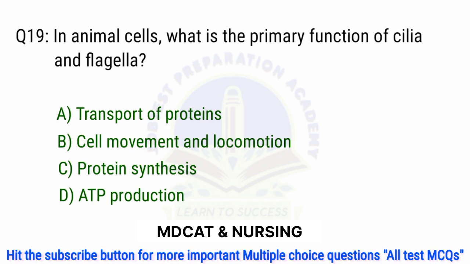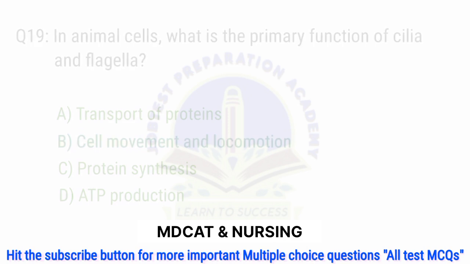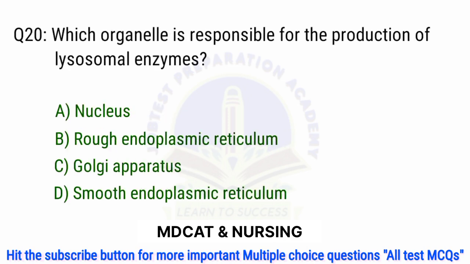Question number 19. In animal cells, what is the primary function of cilia and flagella? The right answer is option B, cell movement and locomotion. Question number 20. Which organelle is responsible for the production of lysosomal enzymes? The right answer is option C, Golgi apparatus.